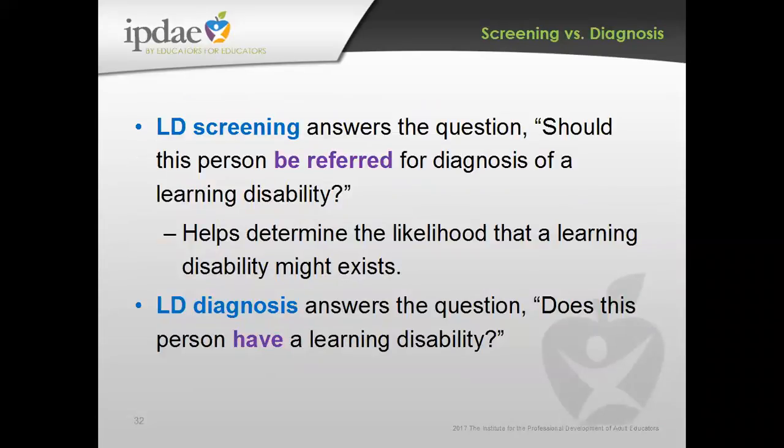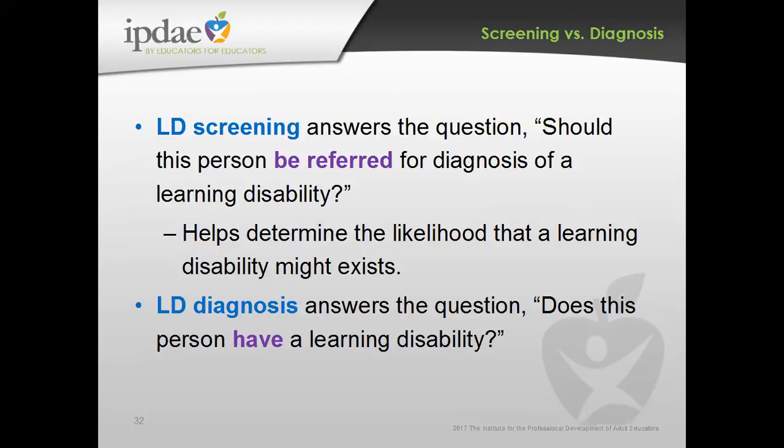Okay, so you can see the difference between the two terms. We talked about LD screening. LD screening is something that teachers can do. It answers the question, should this person be referred for diagnosis of a learning disability? That's the only thing it answers. So it helps determine the likelihood that there is a risk factor, that there may be a learning disability. It does not diagnose. It is not accepted for accommodations. Of course, it's easy, quick, and free.